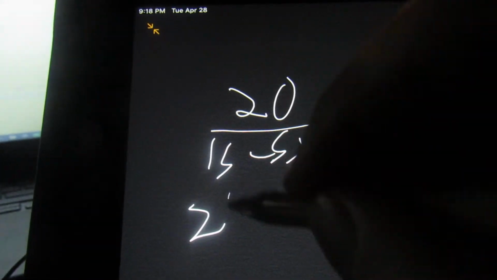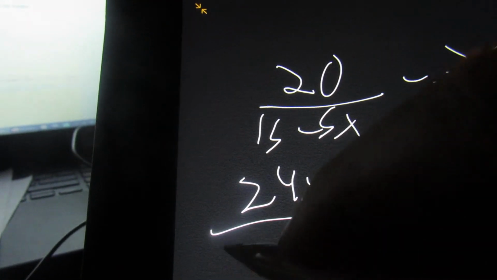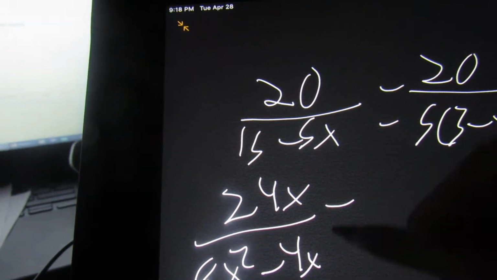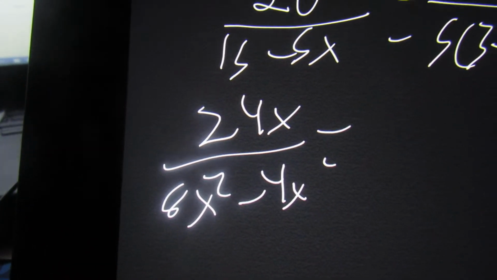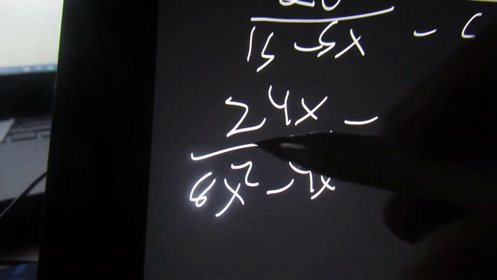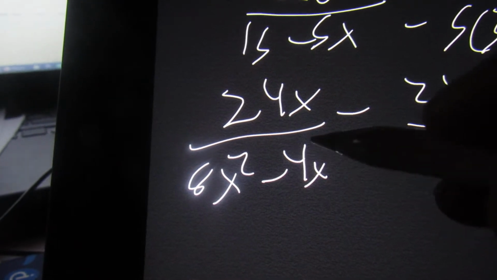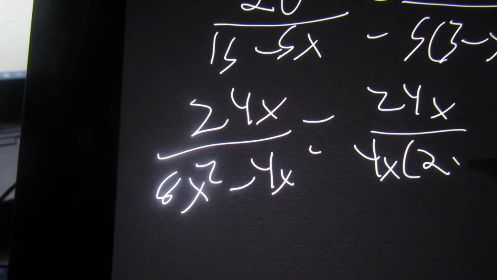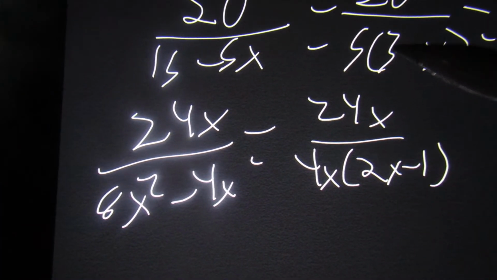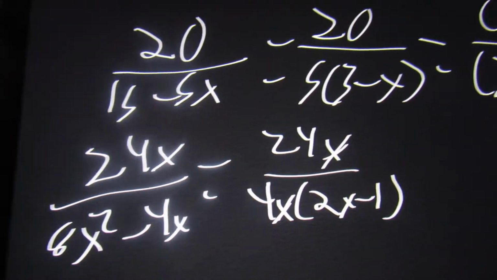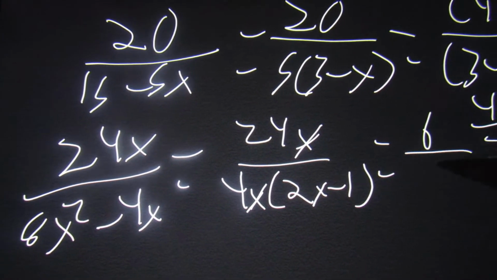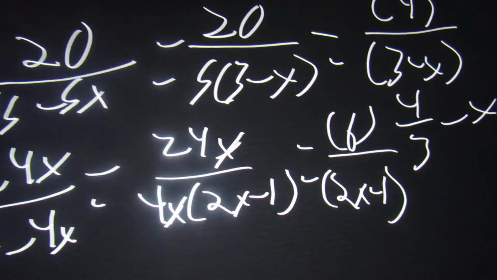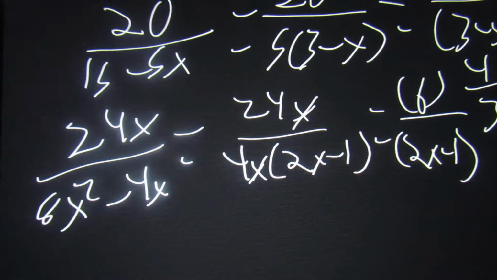Okay, so now let's say we have 24x over 8x squared minus 4x. So again, we can't do anything with the top, so we keep 24x. On bottom, we can factor out a 4 and an x, and we're going to be left with 2x minus 1. So now these x's will cancel. 24 divided by 4 is 6, and we're left with 2x minus 1 in the denominator.